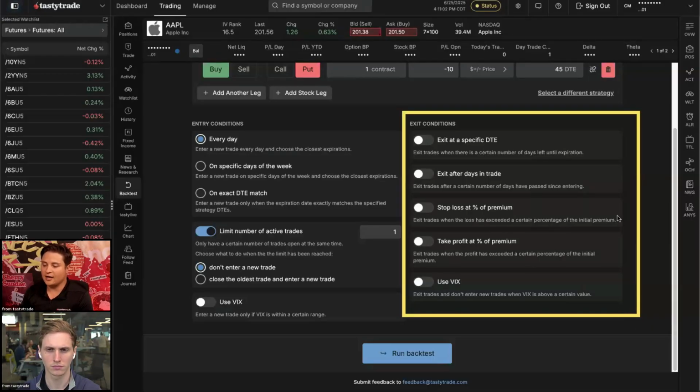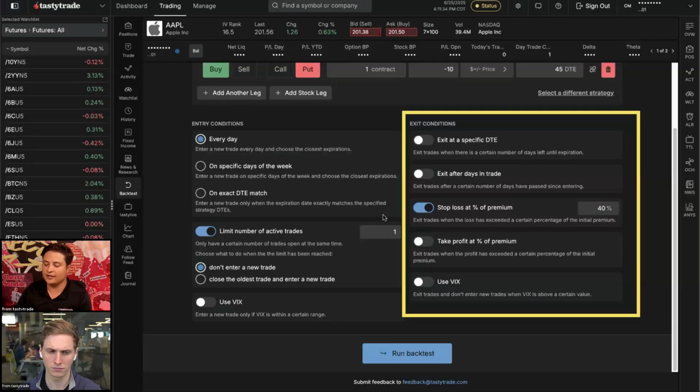Underneath that, we have the ability to exit after a certain number of days in the trade. So again, pretty self-explanatory there. If we're in the 45 DTE, maybe we want to exit after 15 days. We could check that and set it as such. Or maybe we were interested in setting up some stop losses or take profits, similar to a bracket order, or maybe you just wanted to go for full profit on the credit spread here and you only wanted to set a stop loss at a percentage of the premium.